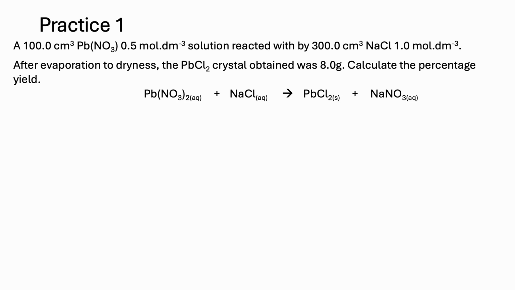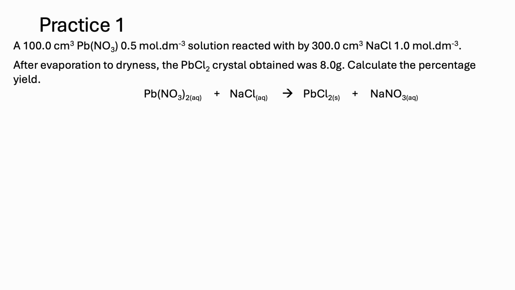This would be the practice for you, so you should pause the video, do it yourself, and then continue the video. There are 100 cm³ of Pb(NO3)2, 0.5 mol/dm³, reacted with 300 cm³ of NaCl, 1 mol/dm³, and it forms a crystal of PbCl2 as a solid. We can obtain the crystal by evaporation to dryness.